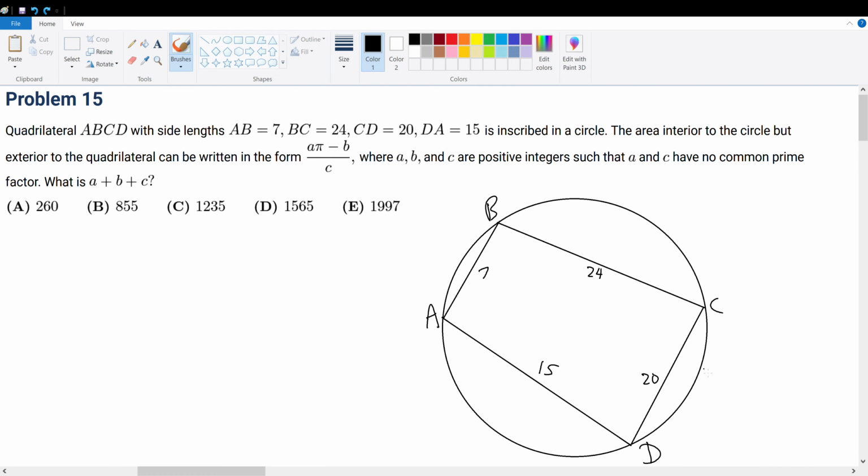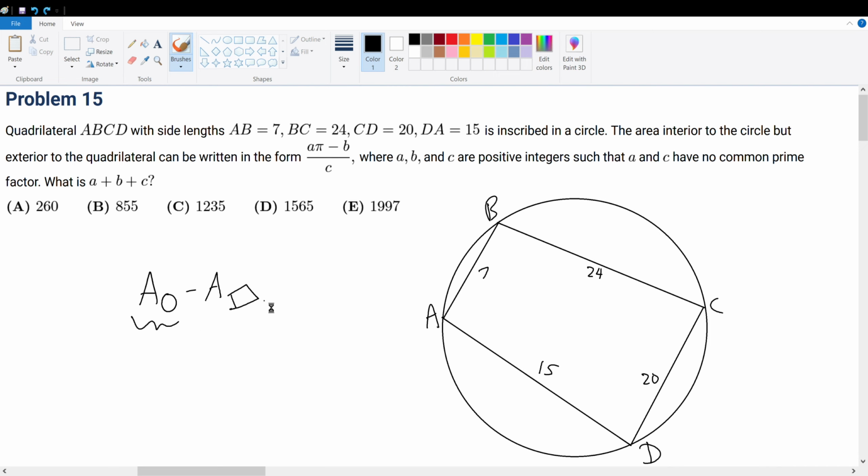We always want to find a plan of attack, because otherwise how are you going to solve the question? Obviously, how do we find this outer region? Well, what is it equal to? It's equal to the area of the circle subtracted by the area of the quadrilateral. That is a very straightforward idea. So with this, let's try to solve each one.